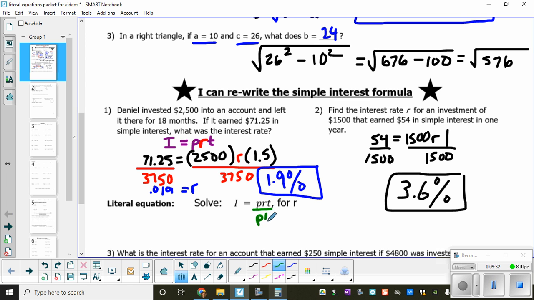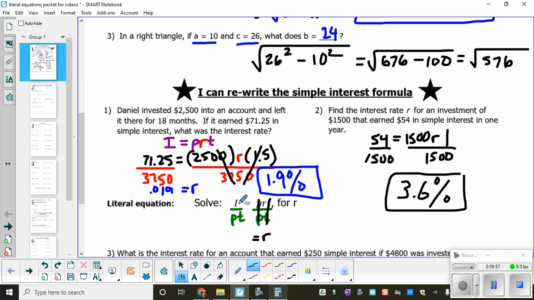Now, when you're solving the literal equation, like I said, it's back to just being all letters. There's no numbers in there. So that's what the literal equation is. It's what the formula is and now how to rewrite it for another letter. Now, when I do this, the P and the T would cancel out and the R is all by itself over here. Just like right here, the 2,500 times 1.5 cancels out with the 3,750.